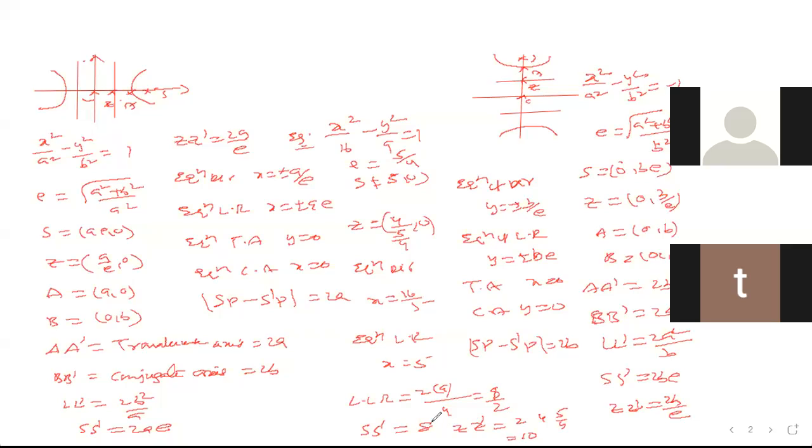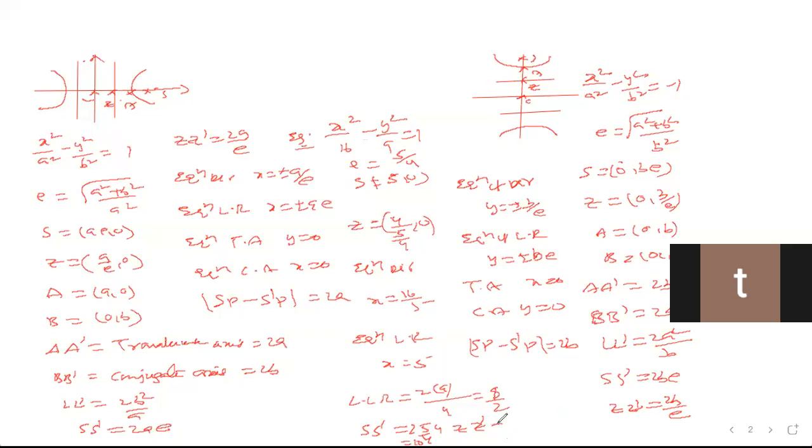A little bit of difference is there, let me check once again, SS' and ZZ'. SS' is 2ae. a is 4, e is 5 by 4, so we are getting 10. ZZ' is 2a by e, and a by e is 5 by 4, so we are getting 32 by 5. Right, it is okay now.